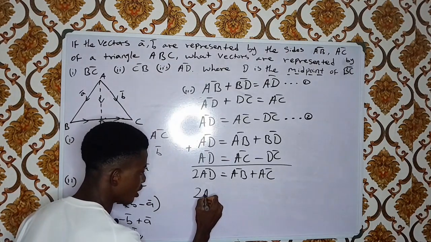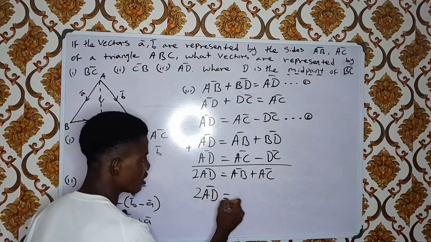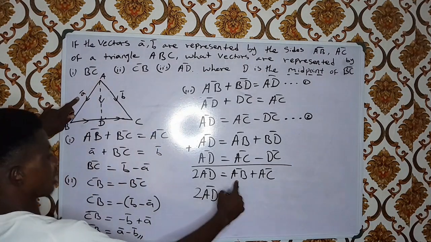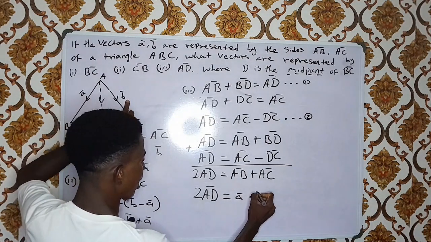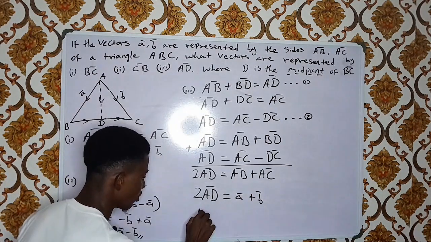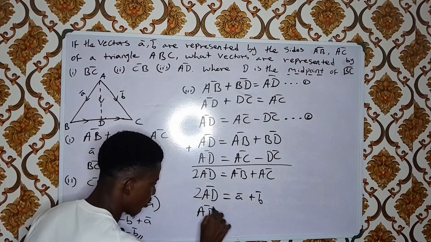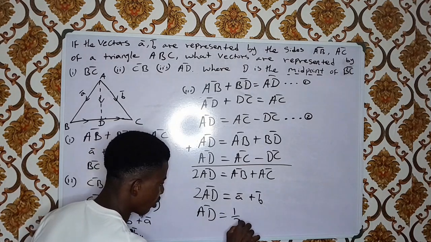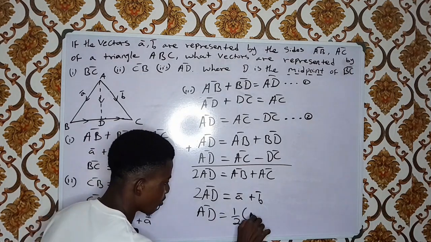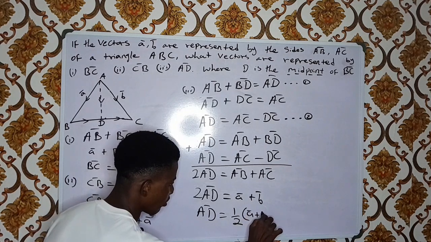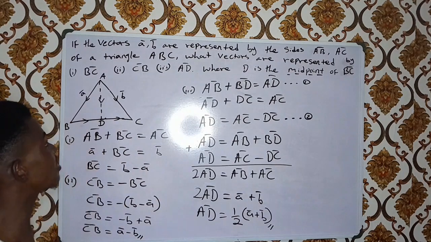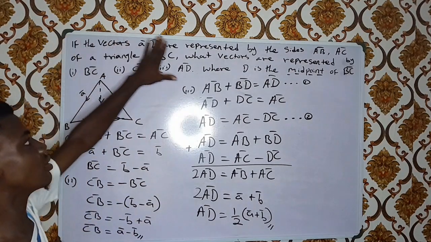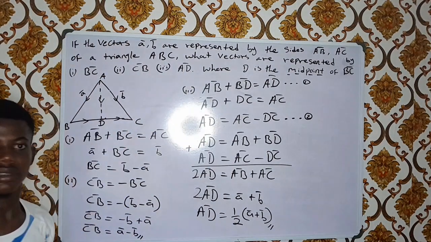We have that 2AD is equal to, what is our AB? We have small letter A plus small letter B. So our AD now is equal to one over 2, open bracket, A plus B. And this is the end of this question.